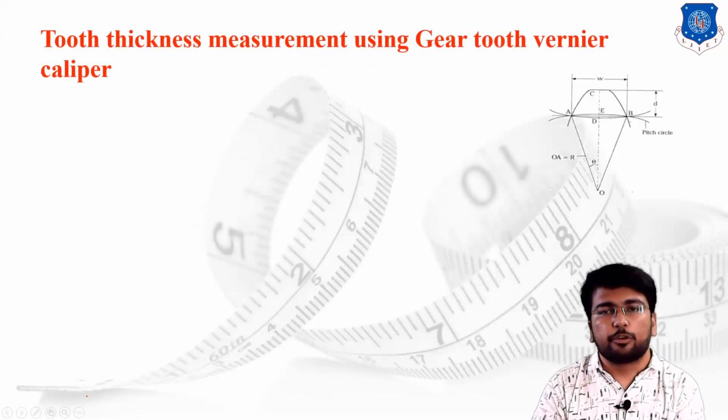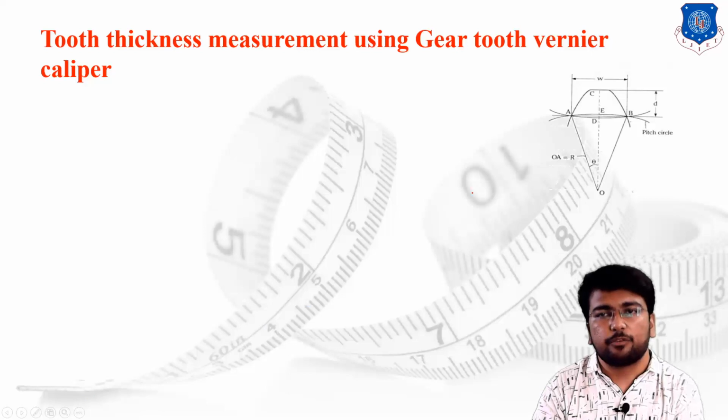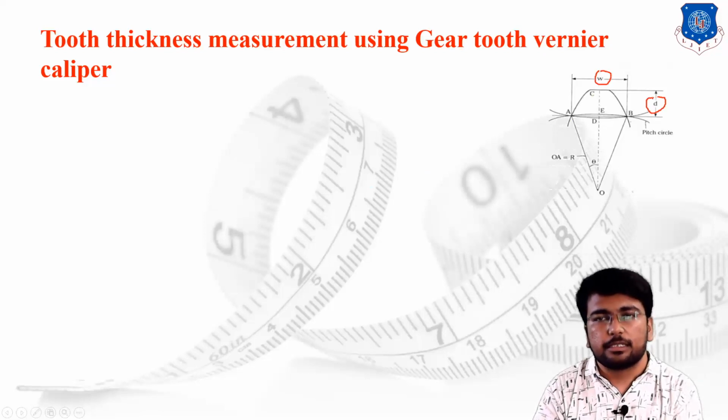Now we are going to derive the basic equation for finding the value of W and the equation for finding the value of D. What is the value of W and what is the value of D? From the formula we get the values of W and D, then we set the value of D in the vernier tooth caliper, and then we measure the value of W and compare whether our design follows the exactly manufactured part or not.